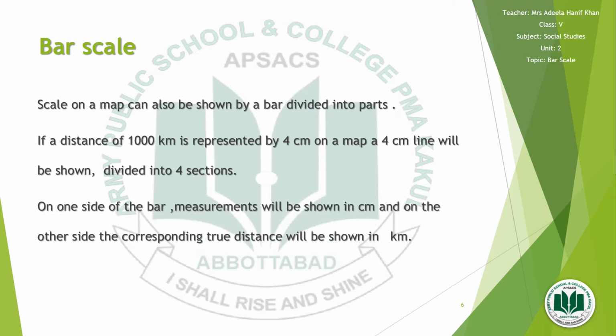On one side of the bar, measurements will be shown in centimeters, and on the other side, the corresponding true distance will be shown in kilometers. Thus, in this example, 1 centimeter on the map will represent 250 kilometers on the ground.